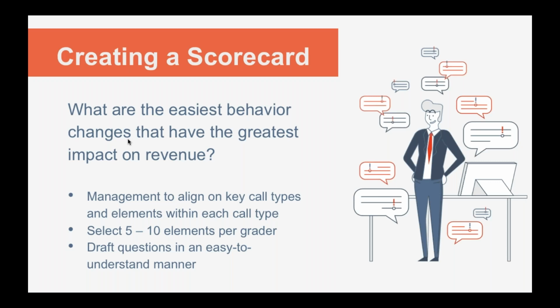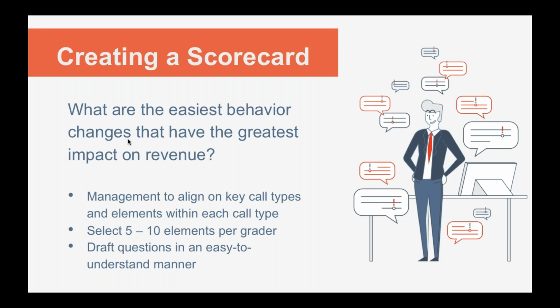Next up, obviously we want to know how to create a scorecard. Now I'm going to lean on Chris in just a minute here, but one of the things I want to call out is that this is really a great way for you to sit down with your management team and identify what the easiest behavior changes are that have the greatest impact on your revenue. And then following that, what is the team currently good at? And where are they struggling?